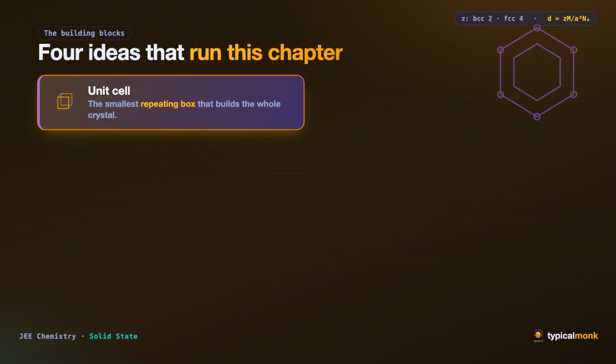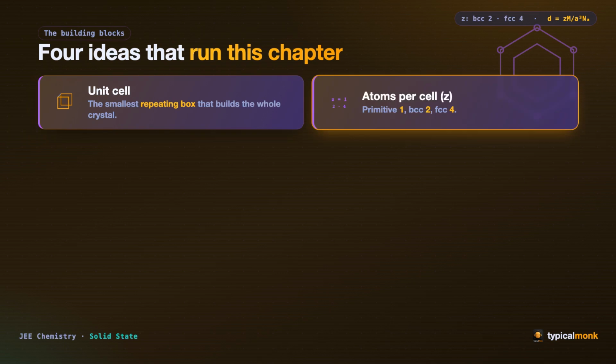Four ideas run this entire chapter. Look at them together first. The unit cell. It is the smallest repeating box of atoms that, stacked in every direction, builds the whole crystal. The number of atoms per cell. It is 1 for a primitive cell, 2 for body-centered cubic, and 4 for face-centered cubic.